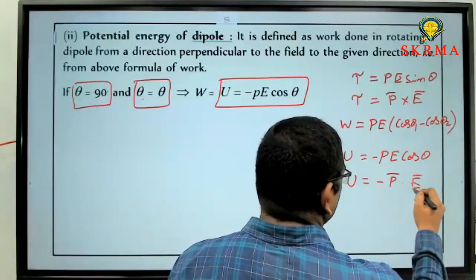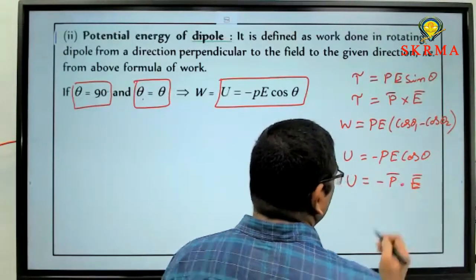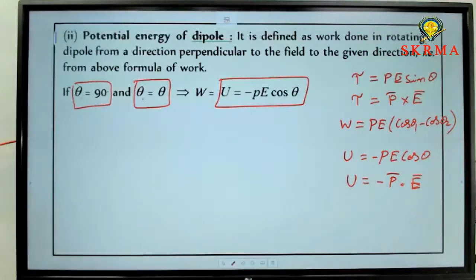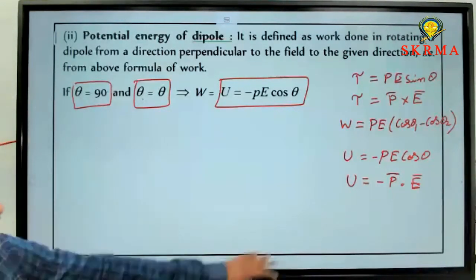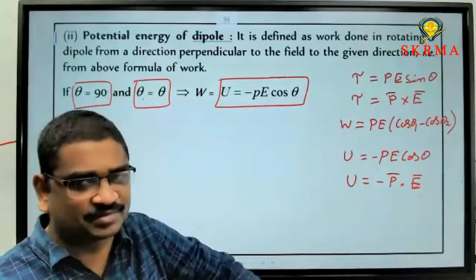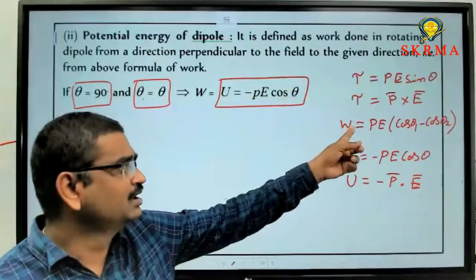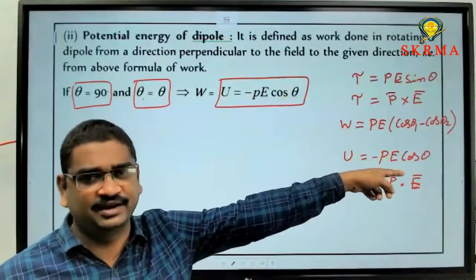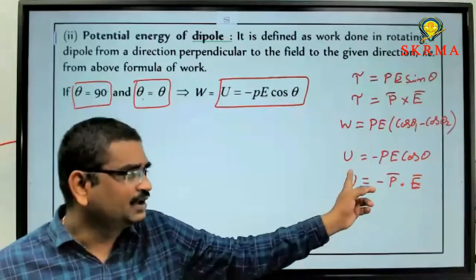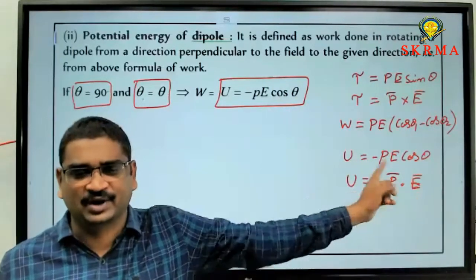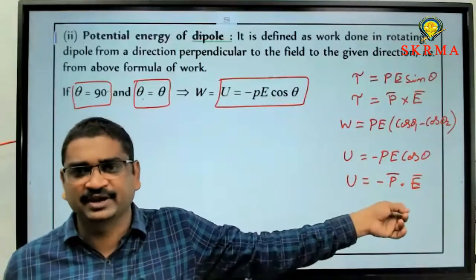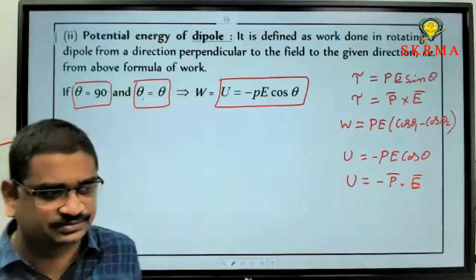So cos theta is there now, so that we can take a dot product. P bar dot E bar is the potential energy formula. Minus PE cos theta, or minus P bar dot E bar, is the formula for potential energy. These are the formulas. Just remember these formulas. PE sin theta is torque. PE (cos theta 1 minus cos theta 2) is work done. Next, minus PE cos theta, or minus P bar dot E bar, is for potential energy.